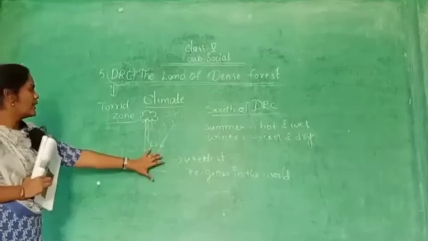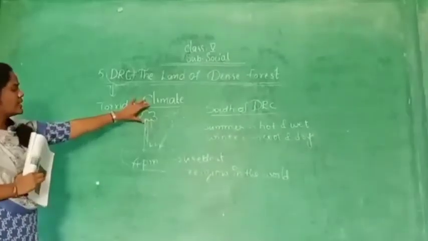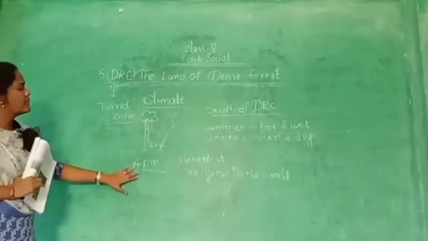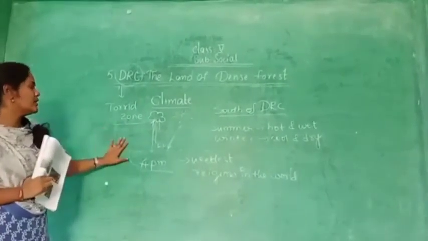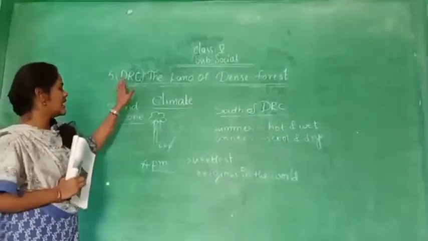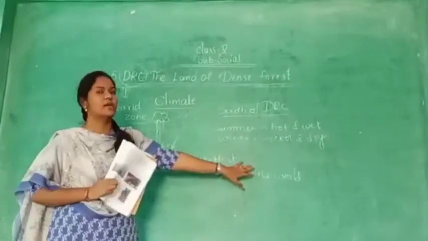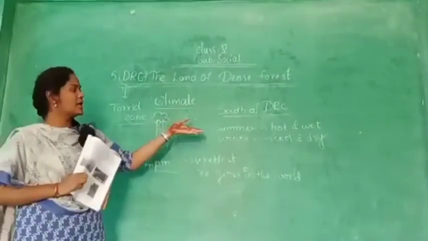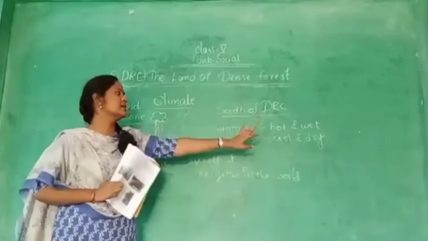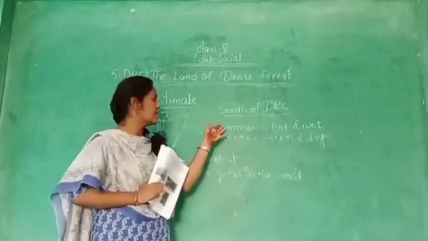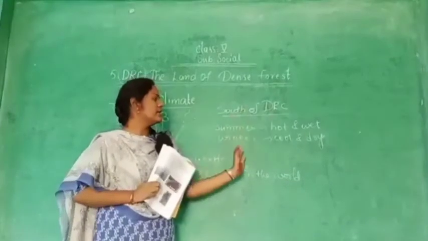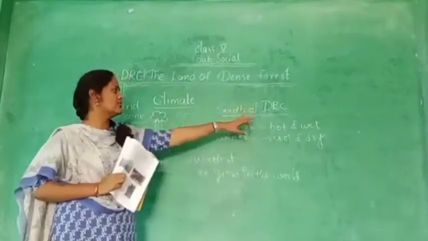By that, what will happen? They will form the clouds here by the afternoon. Again in the evening by 4 p.m. it starts raining daily. Okay? Due to that rainfall, we call this DRC the wettest region in the world. Okay? And in some parts, like in the south of the DRC, it will not rain regularly. By that, we can say the summer is very hot and dry and winter is cool and dry in the south of the DRC.